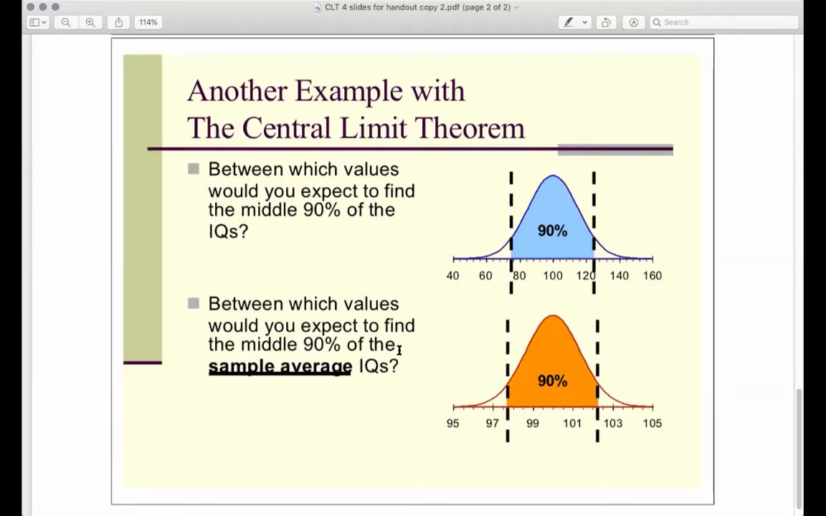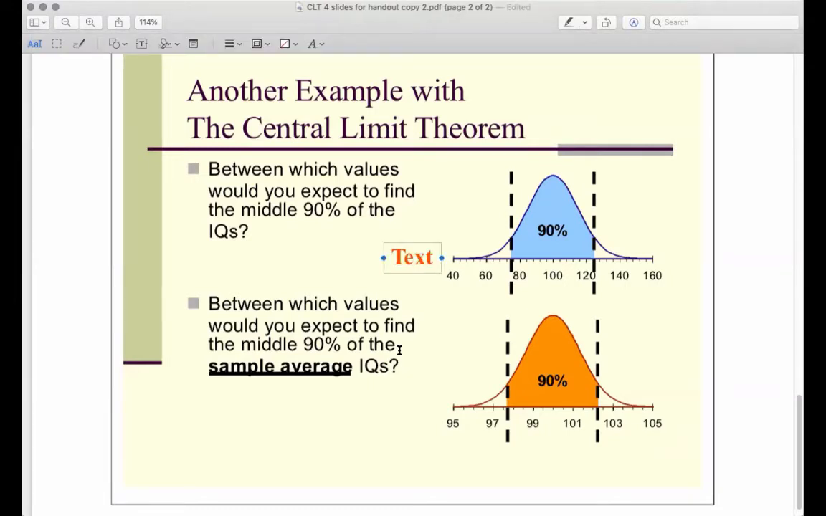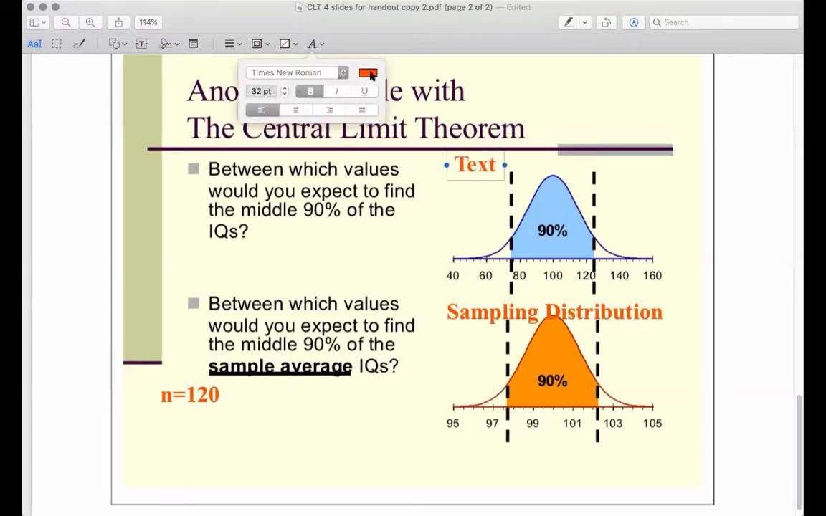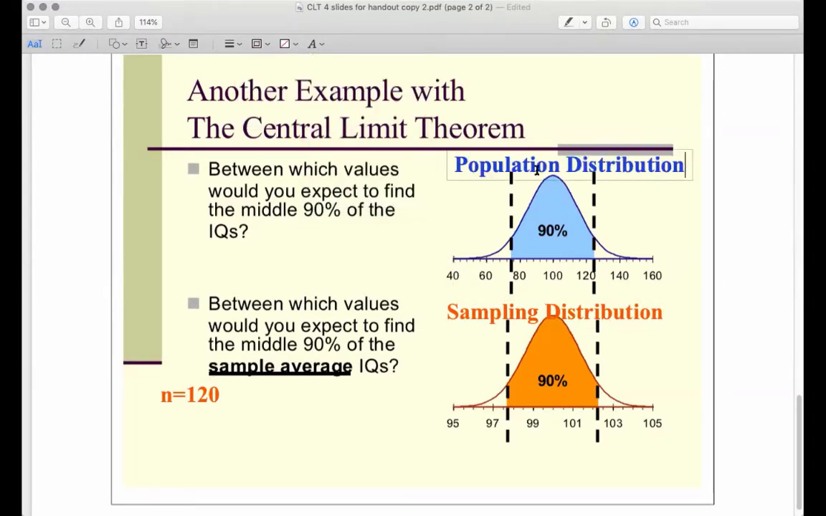The first thing to note is that for our second problem, we are talking about a specific sample size. For this problem, we are talking about samples of size n equals 120. This is a value that would have to be given to you in the problem, and I'm telling you here that this is n equals 120 for this problem. The other important thing to remember is that this is the sampling distribution, whereas up here we have the actual population distribution. The population is in blue and the sampling distribution is in orange.